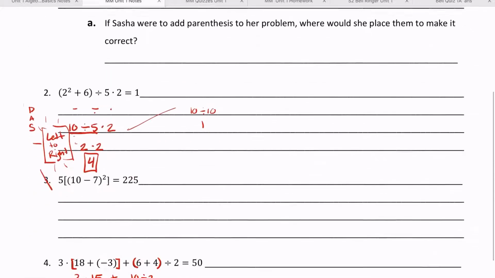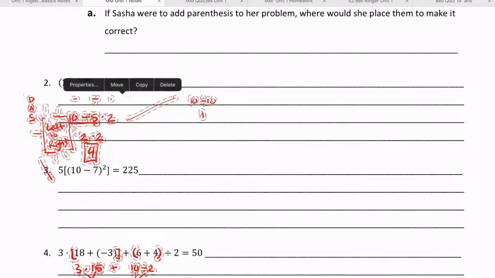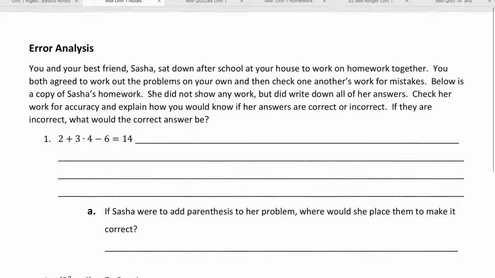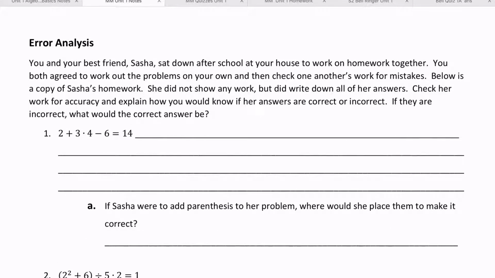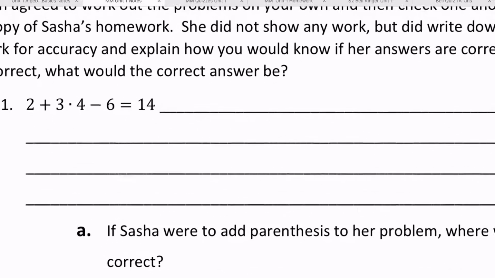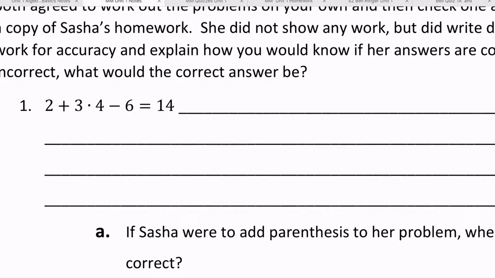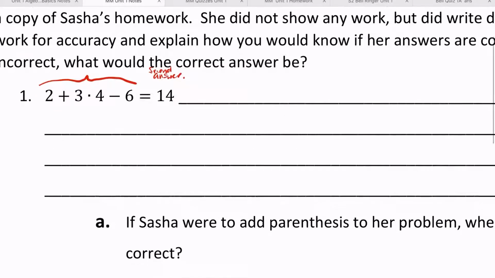Okay. So basically, what we're talking about here is you and your friend are doing homework, and you decided to do them separately, and then we're going to compare. So you're looking at your friend's answers, and all they put was an answer. They didn't show their work. So we're going to go through the problem. This is the problem right here. This is our friend's answers. Okay, and we want to see if they're the same.